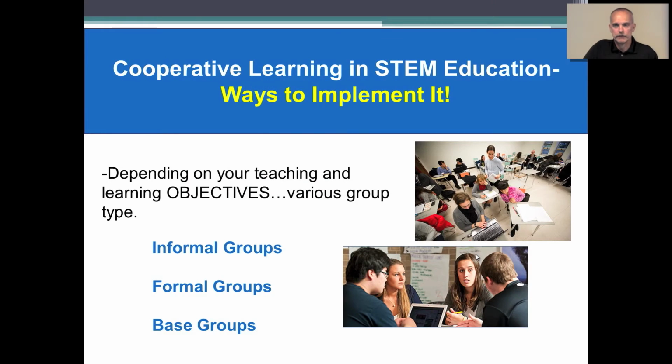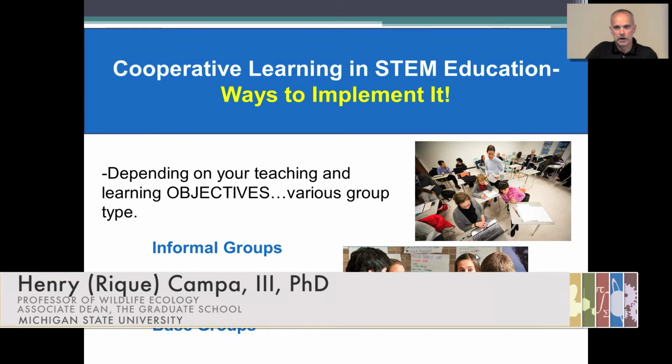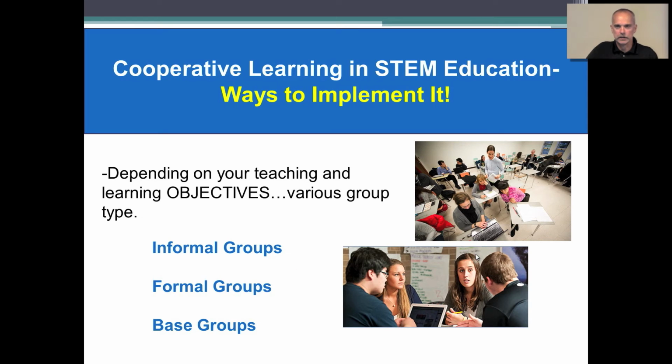Okay, now that we've learned a little bit about what cooperative learning is and why people use it, let's talk about implementation. How do we get students engaged in their own learning in the classroom? We basically have three types of cooperative learning groups that instructors typically use in classes: informal groups, formal groups, and base groups.